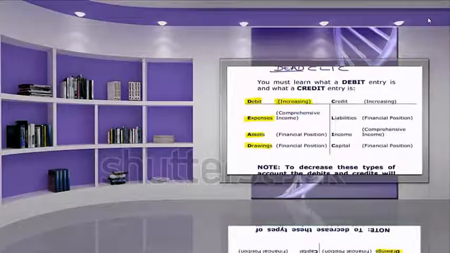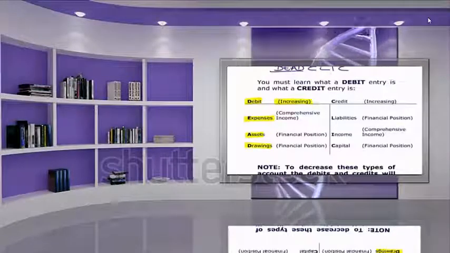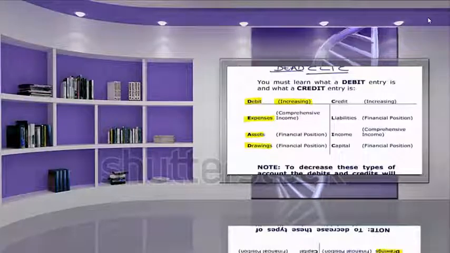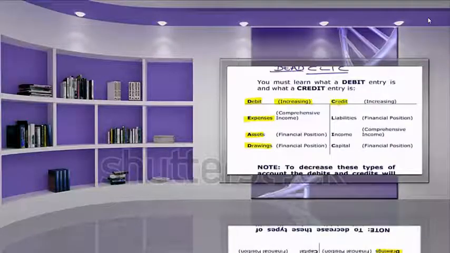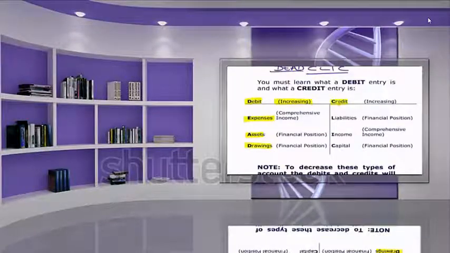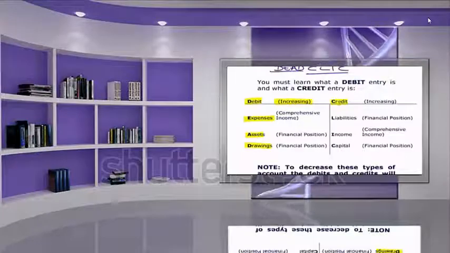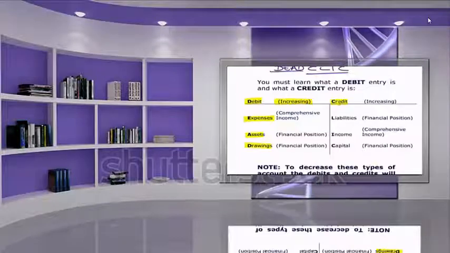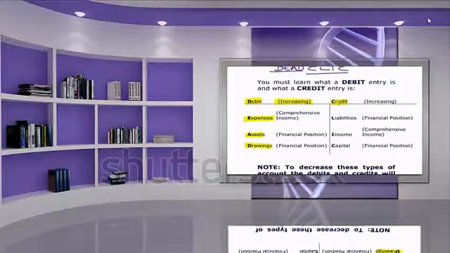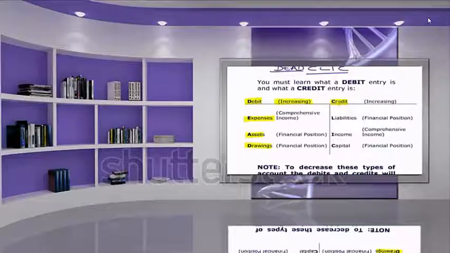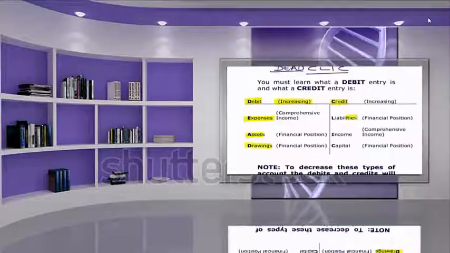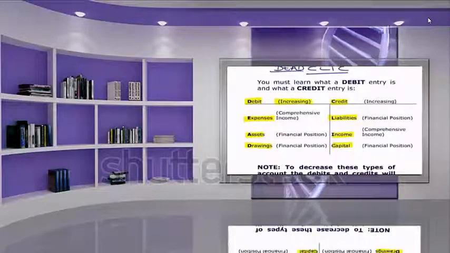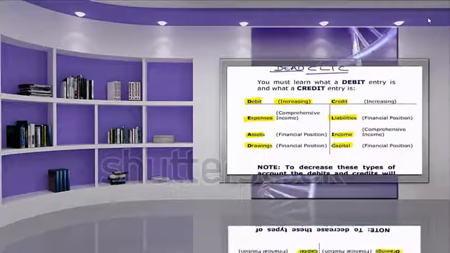Now remember, this whole mnemonic is DEADCLIC. So the CLIC, the first C obviously stands for credit on the right-hand side. And if we're increasing an account that's a liability, income or capital, then that would go onto the credit side. So liabilities, income and capital, if we are increasing those accounts, that would be a credit entry.